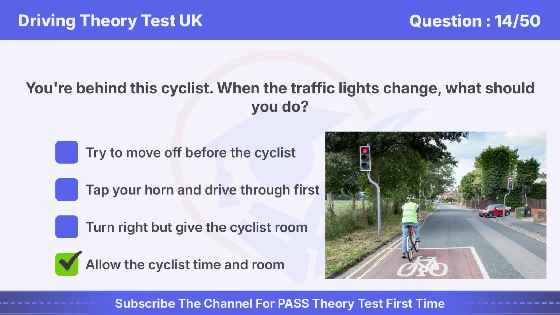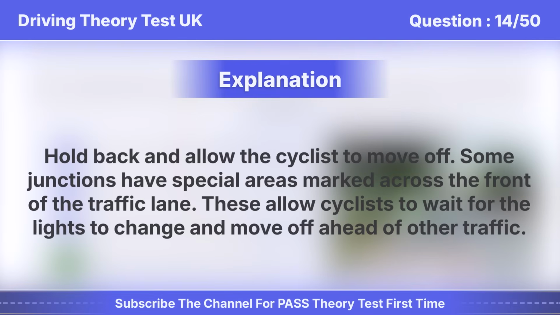Answer is D. Allow the cyclist time and room. Hold back and allow the cyclist to move off. Some junctions have special areas marked across the front of the traffic lane. These allow cyclists to wait for the lights to change and move off ahead of other traffic.